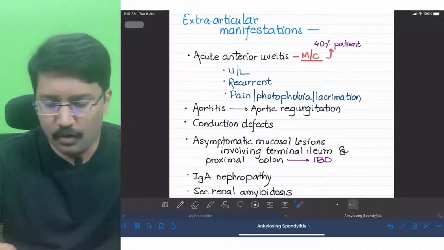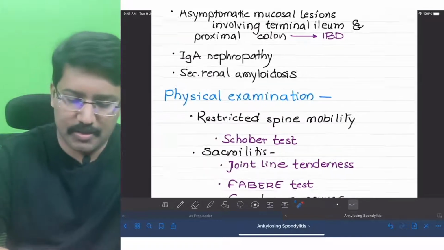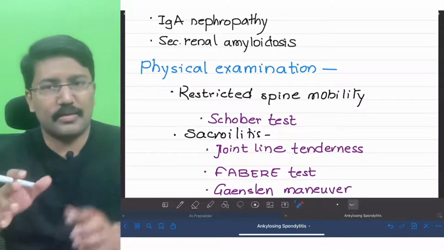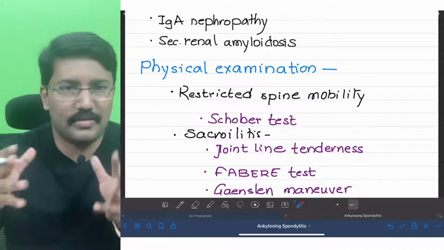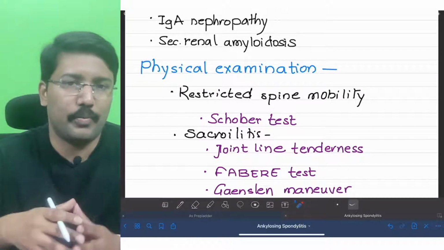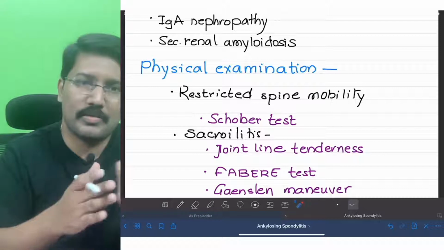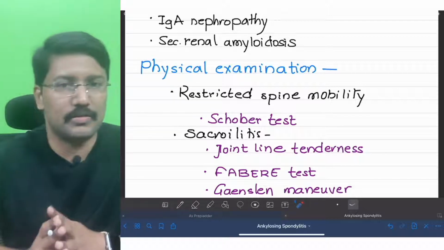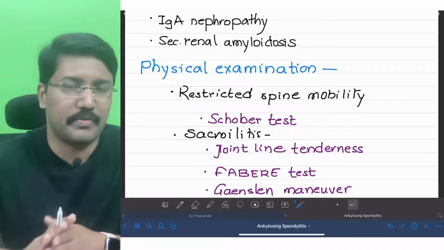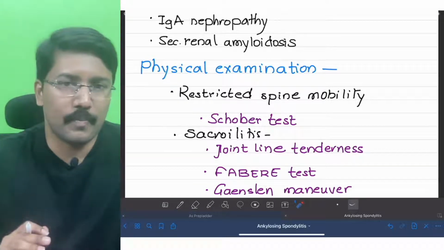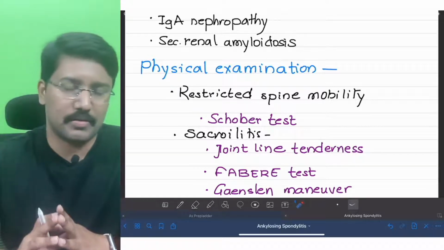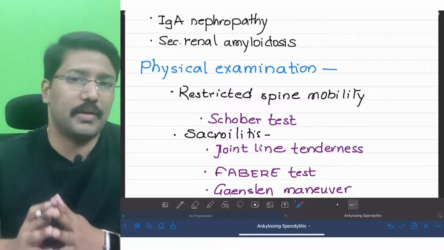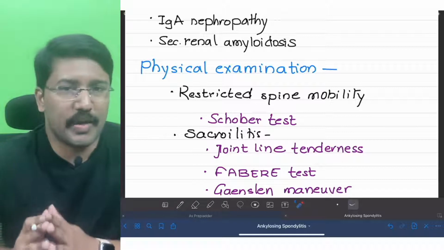Now coming to the physical examination. What we should be examining: we know that these patients have axial skeletal involvement and peripheral joint involvement. So we have to test for the spine, we have to test for sacroiliitis, we should look for evidence of inflammatory arthritis in the peripheral joints, and we should look for the extra-articular manifestations, mainly anterior uveitis. So let us start first by understanding the spine mobility.